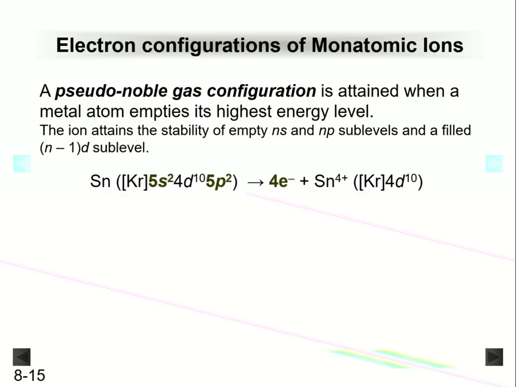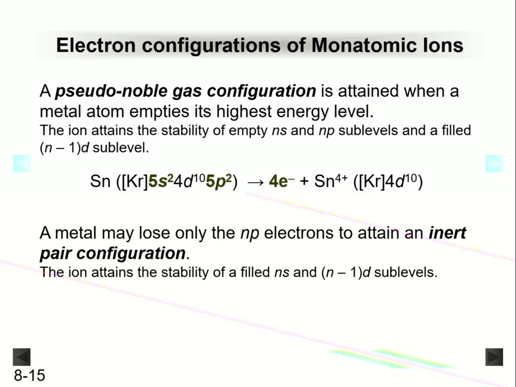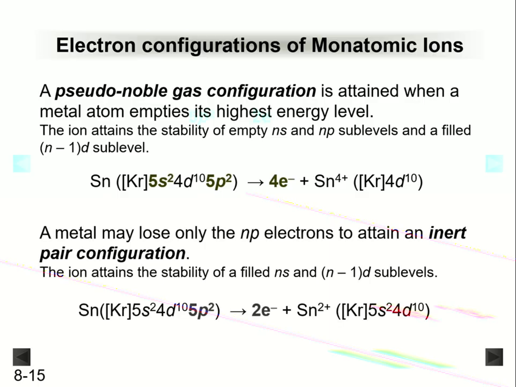So the tin 4+ has lost 4 electrons. It will lose the 5p2 and then the 5s2. So even though the 4d10 filled after the 5s2, when emptying, the 5s2 comes out before the 4d10. A metal may lose only the np electrons to attain an inert pair configuration. So this is not exactly a noble gas, and it's not even a pseudo-noble gas, but we do have the 5s filled. So tin tends to lose 2 or 4 electrons. We'll do some examples with this in our next video.